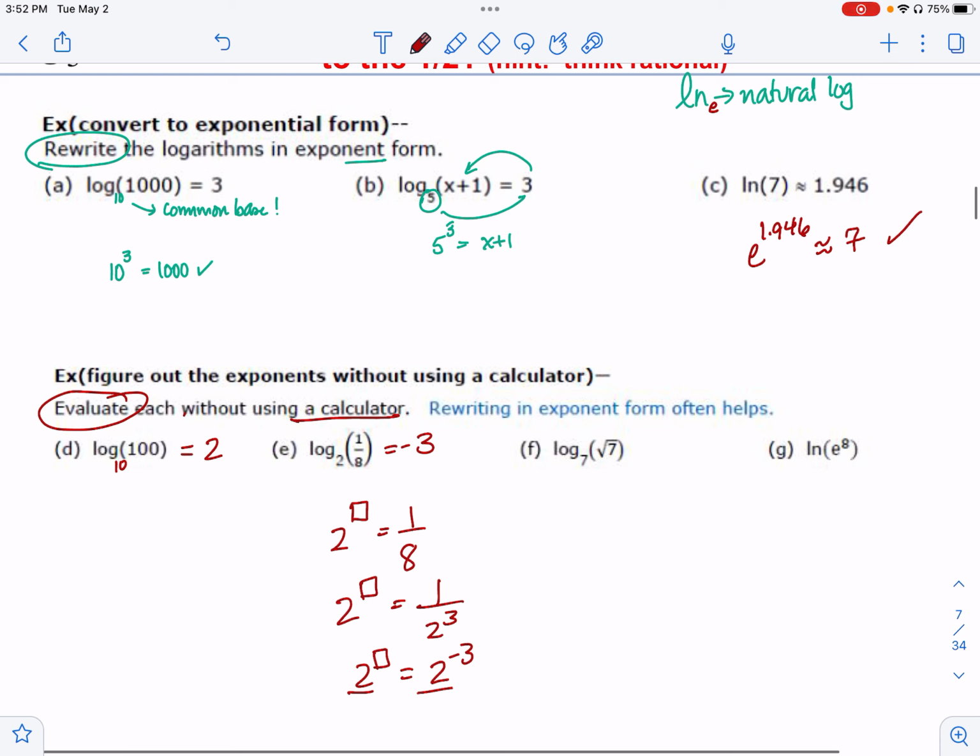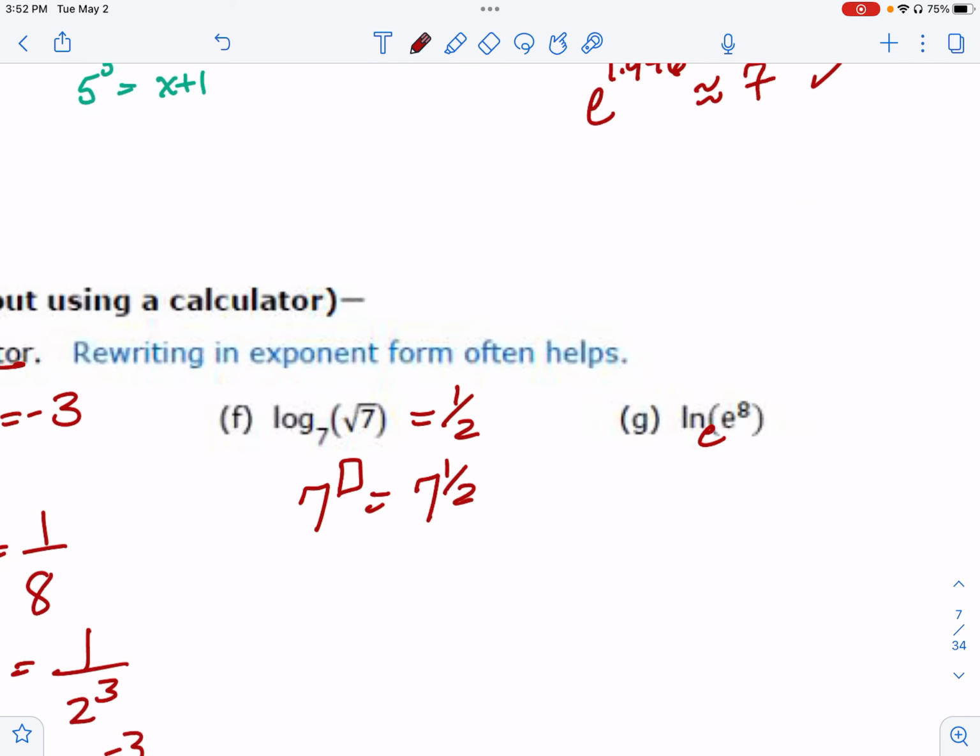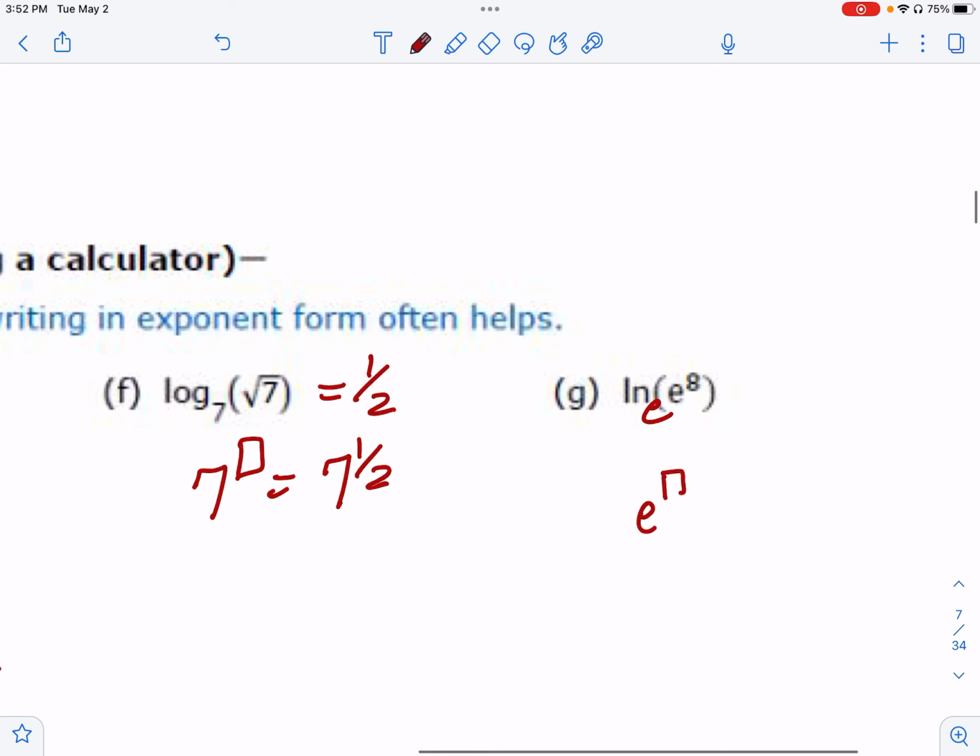This one's the same as the previous. 7 to what power is equal to 7 to the power of half? Well, that's half. Like I said, natural base, the base is e. So I'm saying e to what power equals e to the power of 8, or clearly 8.